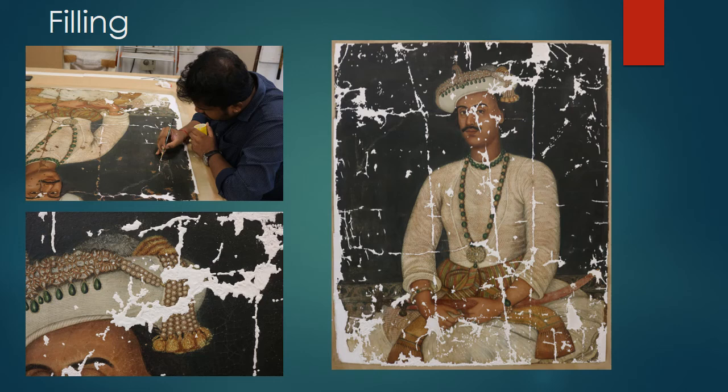Filling. All the losses in the canvas were filled with a white gesso putty to bring them to the level of the surrounding original paint. The image shows the painting at the end of this stage.